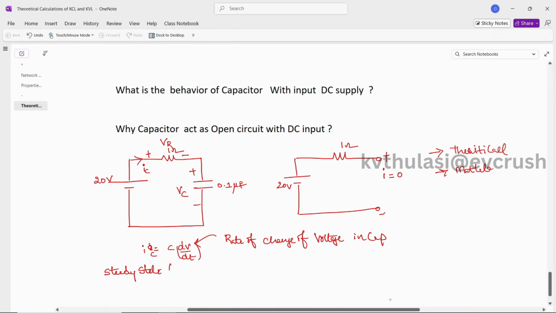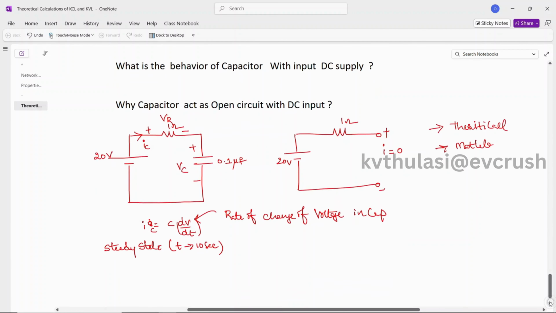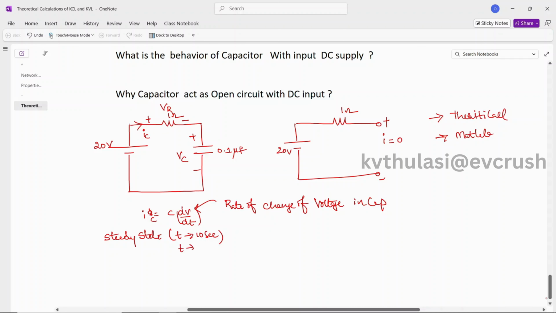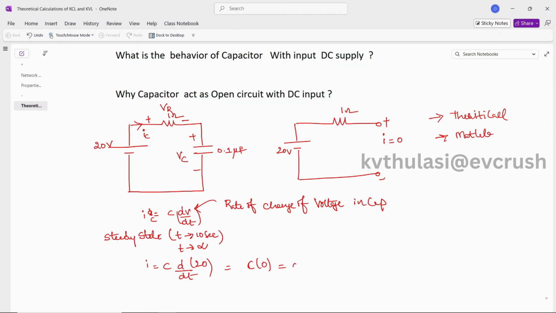Steady state analysis means we are giving this 20 volt source for a time of 10 seconds, or let's take 20 seconds, where this 10 seconds will reflect as t equal to infinity. What will happen to the capacitor? The current across the capacitor is equal to C dV by dt, and the voltage you are giving is 20 volts. So differentiation of a constant is how much? 0. So C into 0 is equal to 0. Now I is equal to 0.